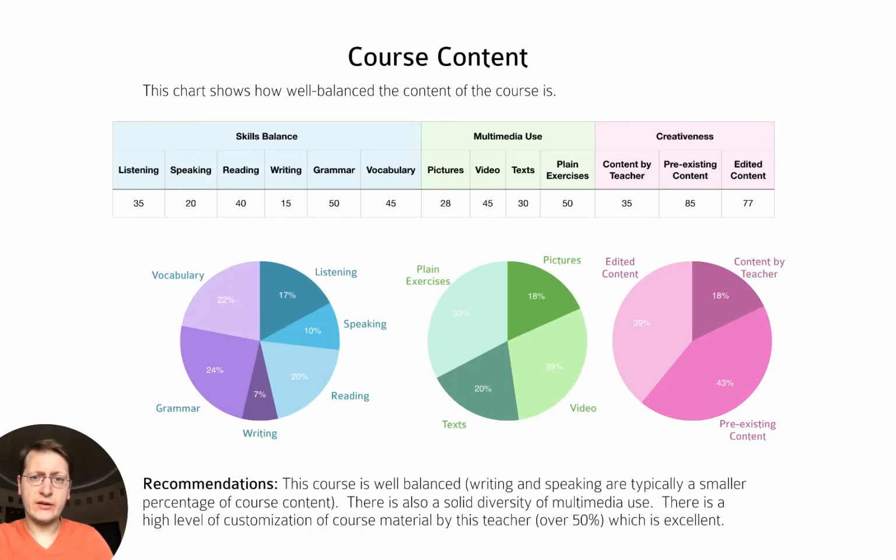Next, we have a breakdown of the course content. Skills balance goes through listening, speaking, reading, writing, grammar, vocabulary skills, and shows what percentage of each of the assignments is covering those particular skills. Of course, there could be assignments that cover both listening and vocabulary, speaking and grammar, and in those cases, that particular assignment would contribute to both of those individual percentages.